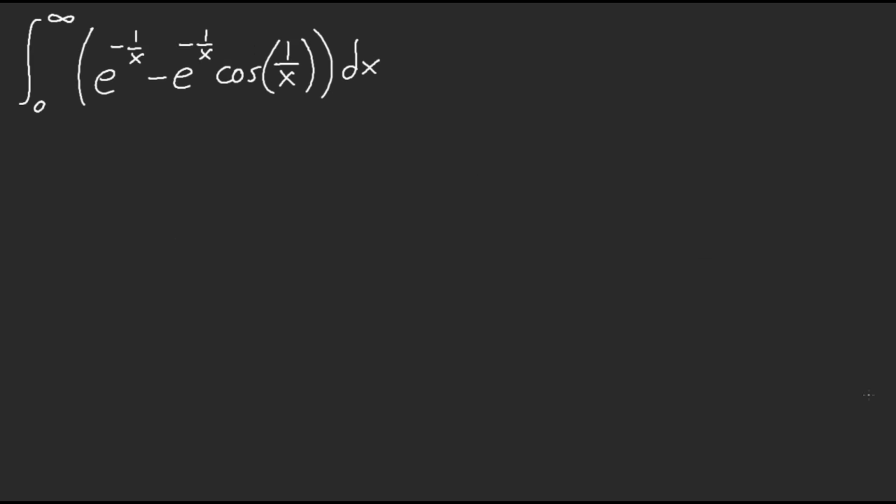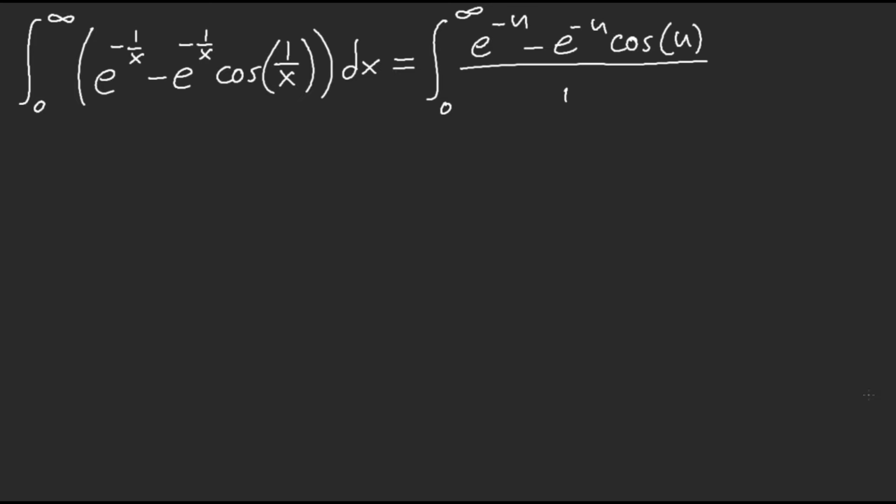Okay? So this is our last integral for this section, and we have a very daunting integral. What do we do? Well, first off, we see 1 over x, so let's substitute that just to get it out of our way. So we technically have e to the negative u minus e to the negative u cosine of u over u squared du. Okay, so what we have is a Laplace of 1 minus cosine of u over u squared.